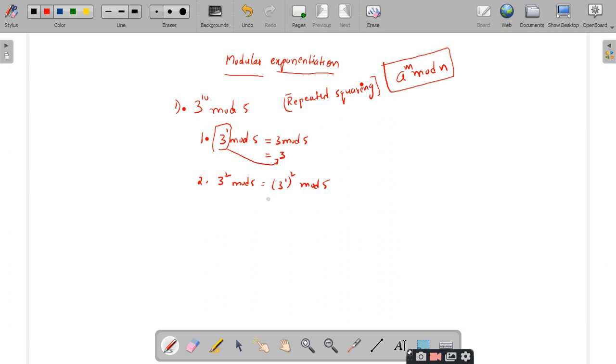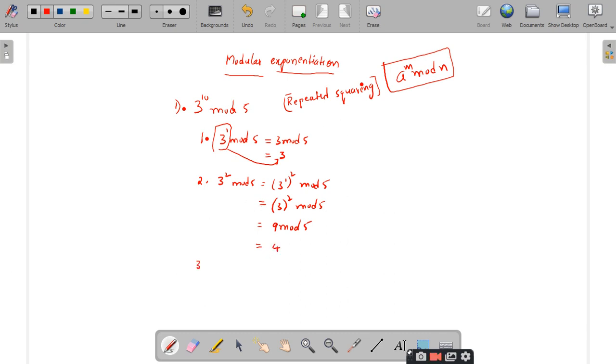What is the value of 3 power 1? It is 3. Therefore, I can replace it. 3 square mod 5. So, what is 3 square mod 5? It is 9 mod 5. What is 9 mod 5? 4.